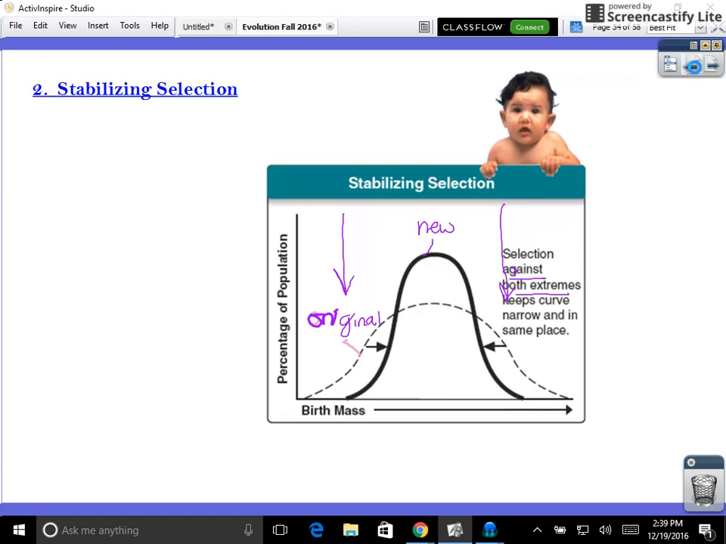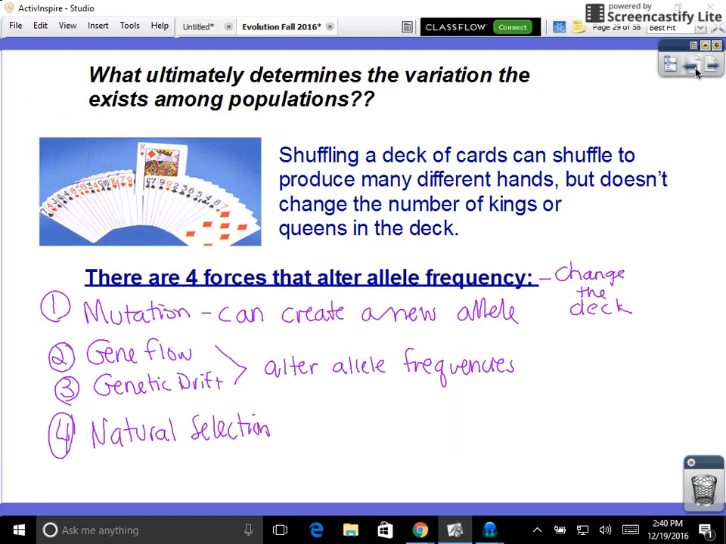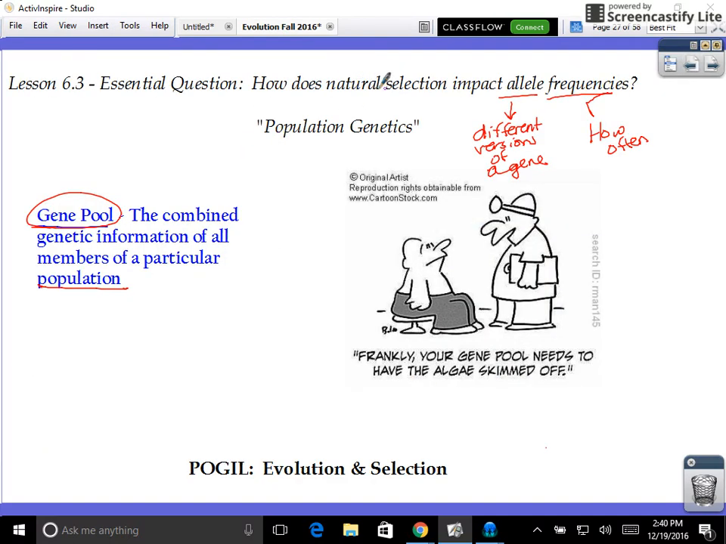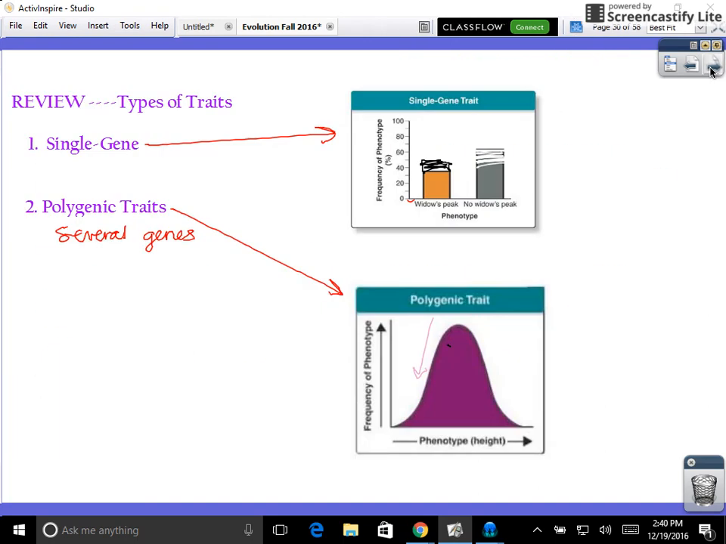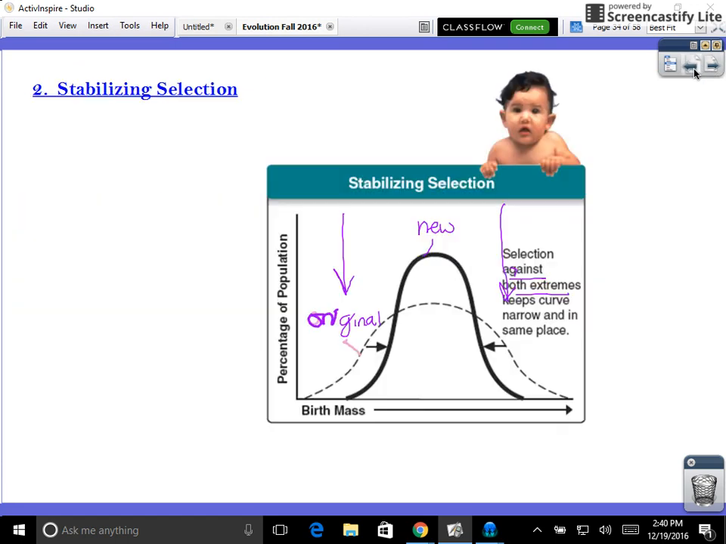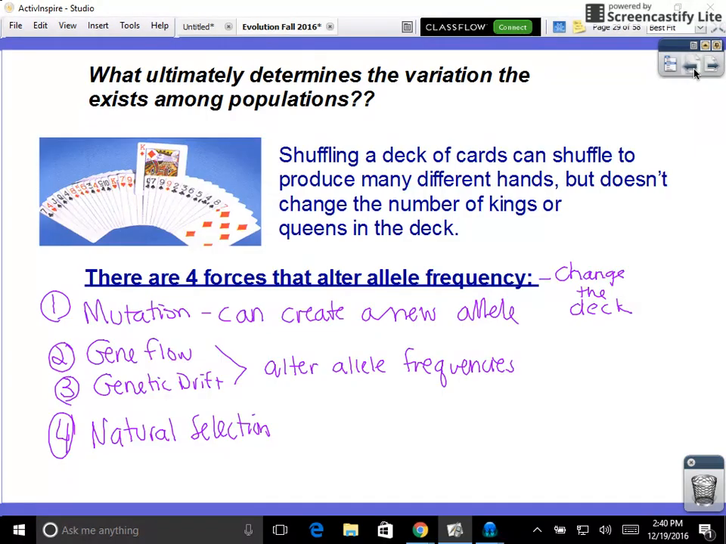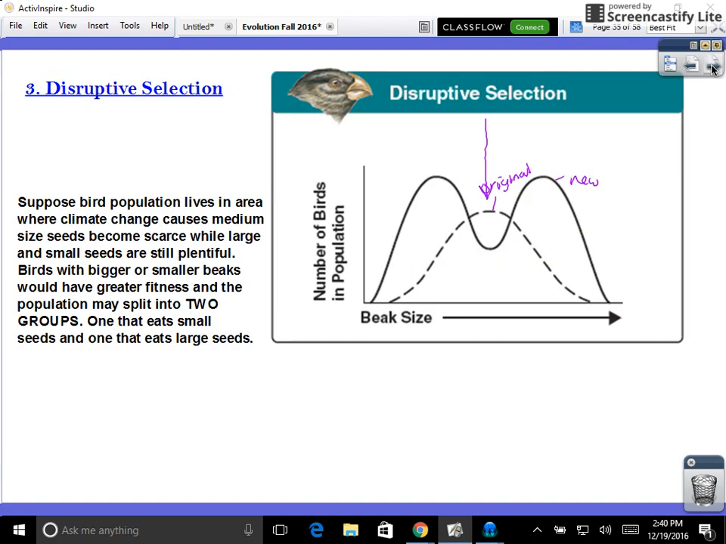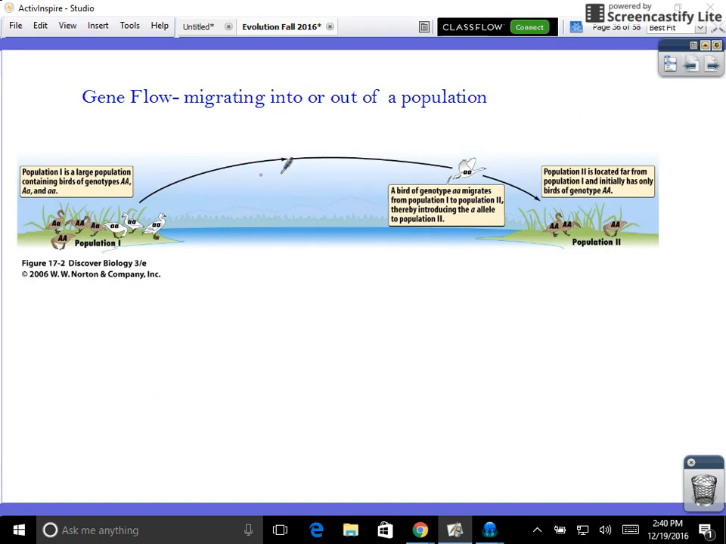So if we go back to the rest of our lesson here with lesson 6.3, how does natural selection impact allele frequencies? The last screencast talked about natural selection on single gene and polygenic traits, but sorry, I'm jumping around here. Two of the other ones were gene flow and genetic drift, and how they can change the allele frequency. So gene flow is migrating into or out of a population. So it's movement of alleles into different populations.